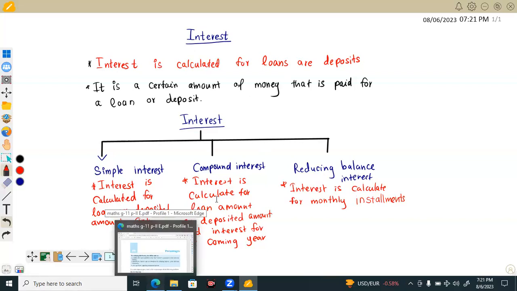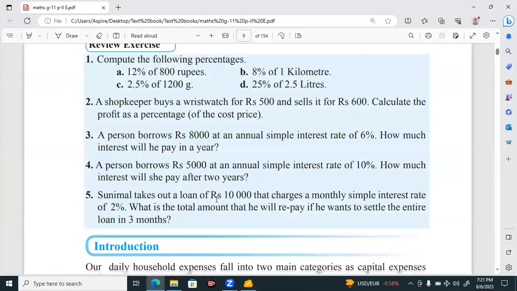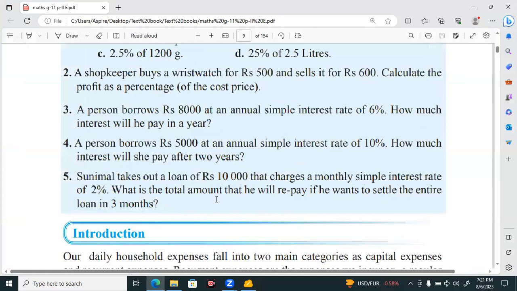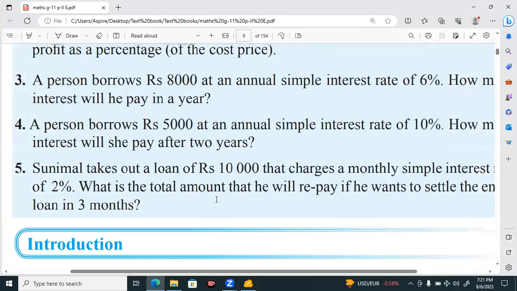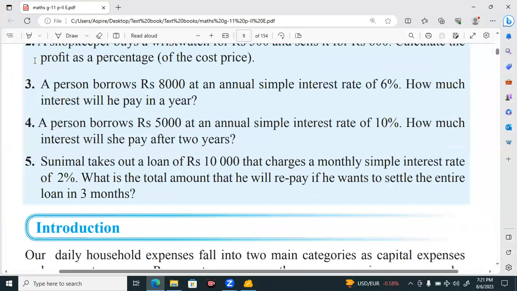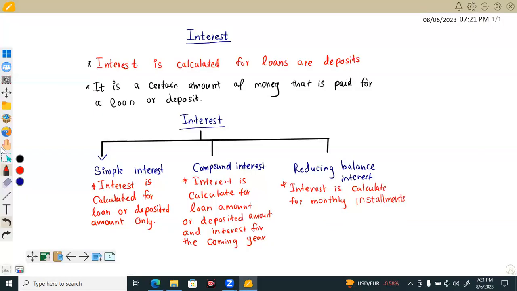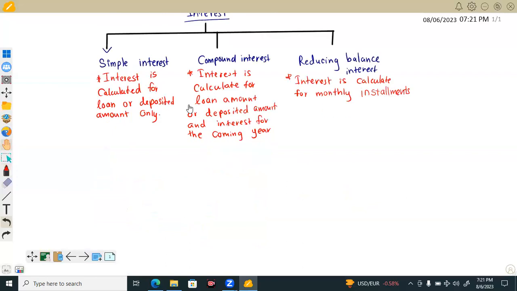Okay. Then here in the review exercise, I think you can see my screen. In your textbook, review exercise 3, 4, 5. Please do this before. Wait, sorry. After this one, let's write that subtopic, simple interest. Okay, write the subtopic, simple interest.